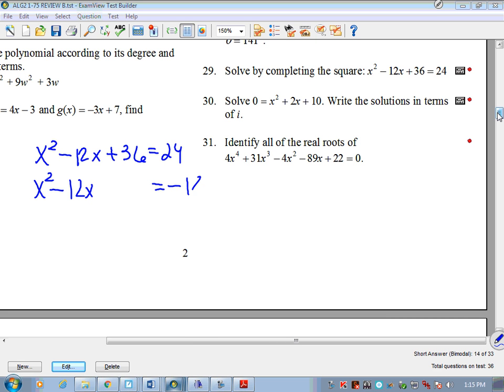Negative 12. What I'm going to do is take negative 12, divide it by 2, and square it. Because you take this number, you divide it by 2, and you square it. What's negative 12 divided by 2? Negative 6. Negative 6 squared. I'm not sure if this is right, because you're going to wind up with 36 again.